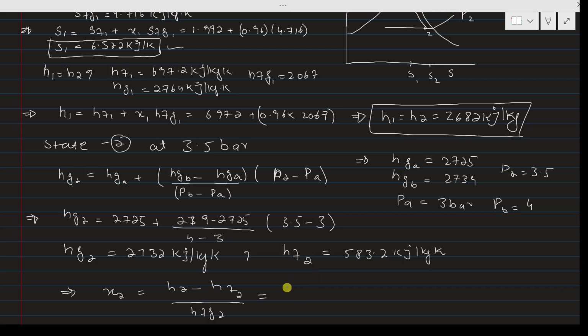What is h2? It is 2682 minus 583.2, divided by the difference, that is 2148. So after simplification, you will get 0.977. So I obviously said that the dryness fraction will increase. You can see initially it was 0.96, now it is 0.977.